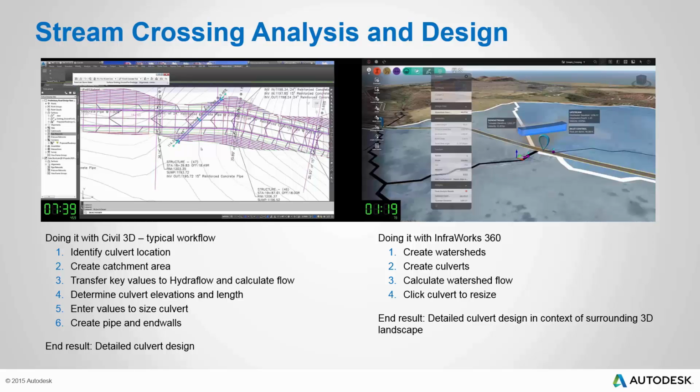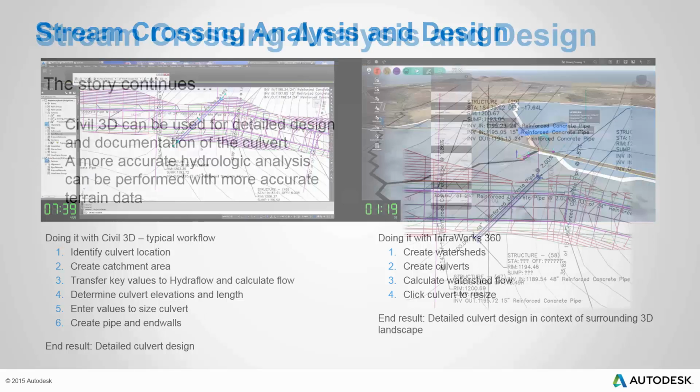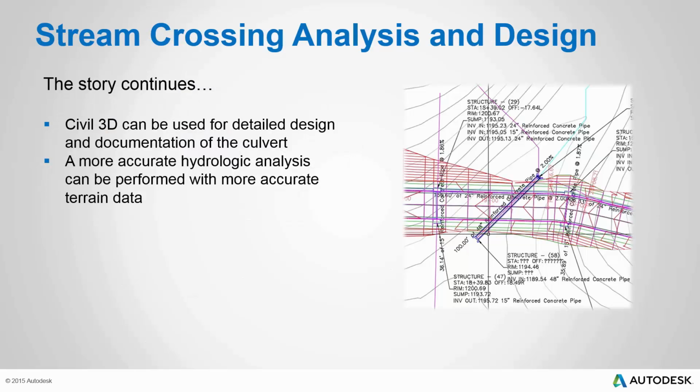Now, of course, the story doesn't end there. Once we've done the initial design in InfraWorks 360, we can move that information into Civil 3D and do that final detailed design, complete with labels and contours and profiles and cross sections, all of the things that Civil 3D is amazing at doing. In addition, we can also look at maybe creating a more accurate hydrologic analysis in Civil 3D once we get more accurate terrain data.